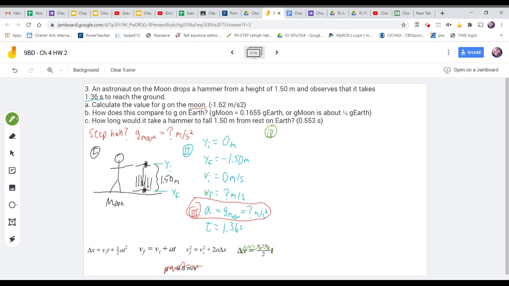We don't know v final. So 1 avoids v final, so that's good. 2 has a v final, can't be 2. 3 has a v final, can't be 3. So it has to be equation 1.